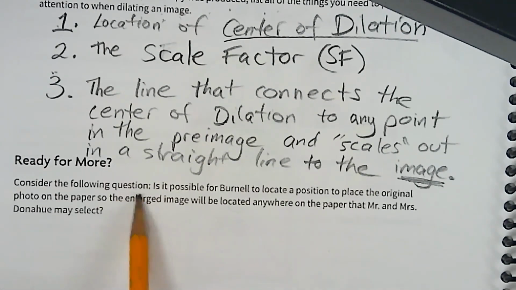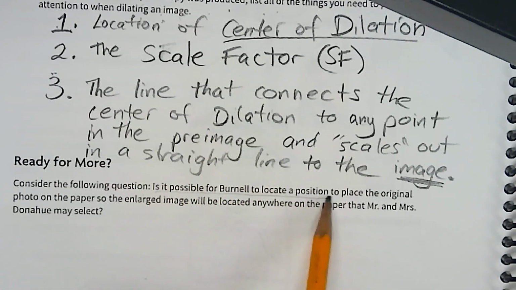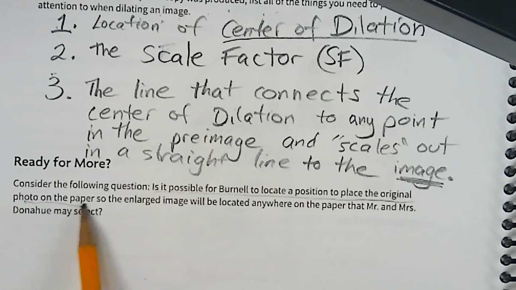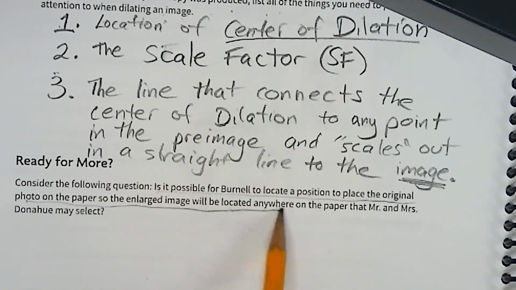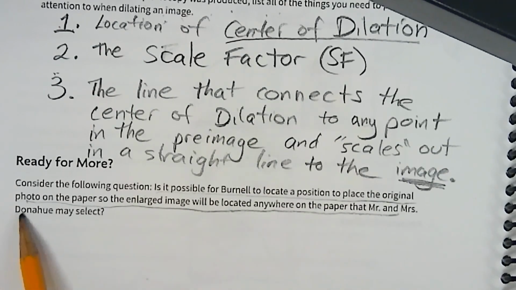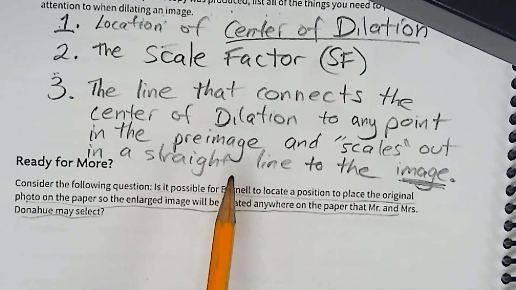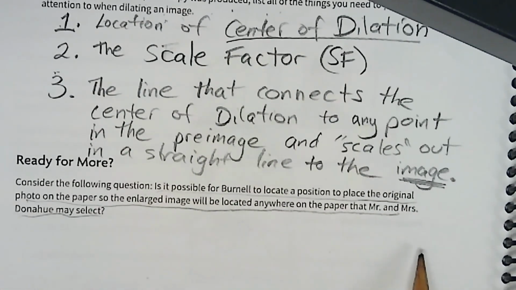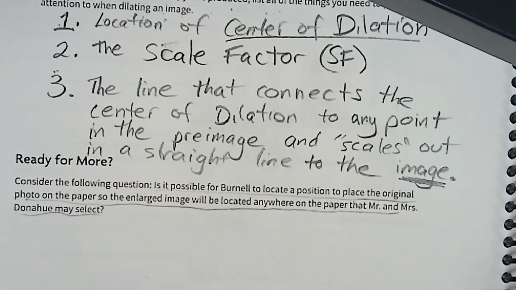Consider the following question. Is it possible for Burnell to locate a position to place the original photo on the paper so the enlarged image will be located anywhere on the paper that Mr. and Mrs. Donahue may select? I think so. Yes, it's possible. But what about that formula that would tell you how far from the corner to place it?